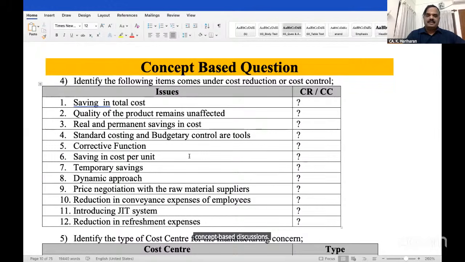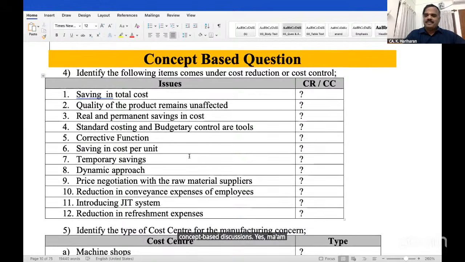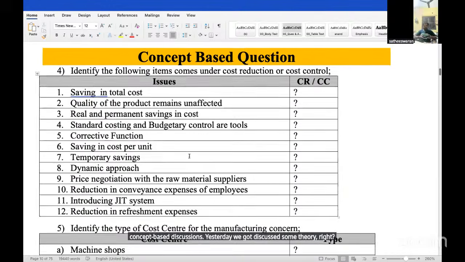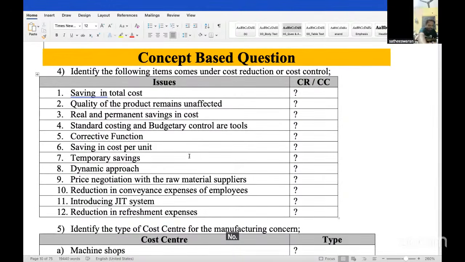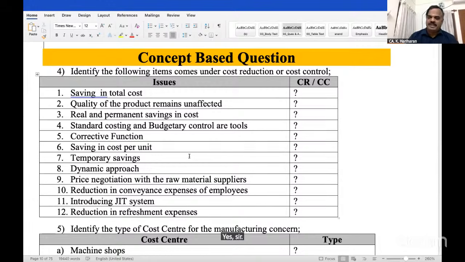Next. We'll go to the next question. Up to this stage, are you comfortable? Yes, sir. Concept-based questions. Yesterday we discussed some theories, am I right? Yes, sir. Have all of you gone through the theory? Have you read the theory? Revise the theory. Yes, sir.